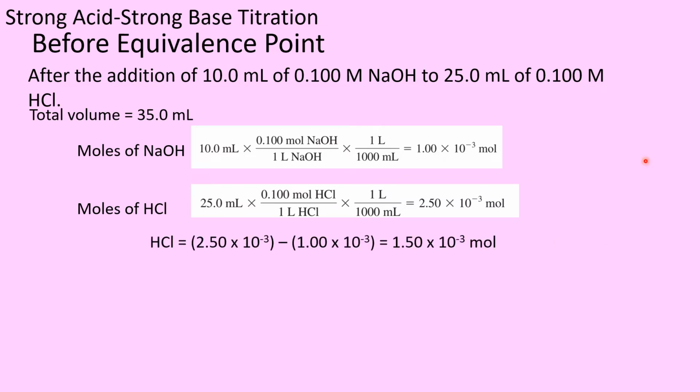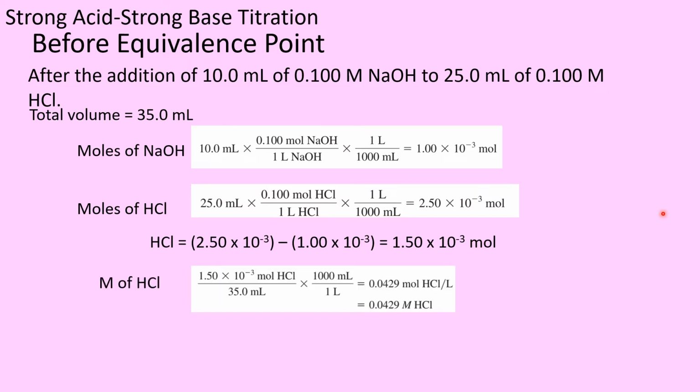Now, why do we need to subtract? Hydrogen ions and hydroxide ions react to form water molecules in the neutralization reaction. So what we will be having after the hydrogen ions and the hydroxide ions have reacted with each other, the amount of hydrochloric acid left after that partial neutralization, is 1.50 times 10 raised to negative 3 moles. This means that before equivalence point, the major species in our solution is actually hydrochloric acid, and that will determine the pH of the solution.